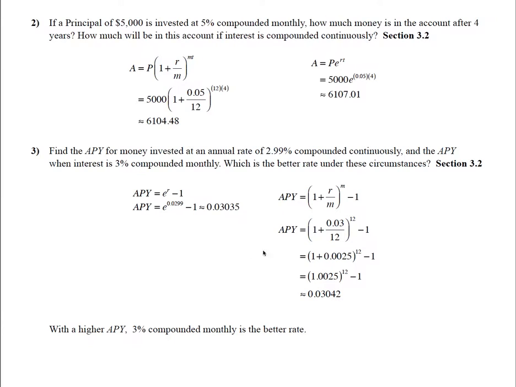And so they would both be 0.0304, and you wouldn't know which one is better, which one is more, which one is less. So carrying it that one extra place tells us that this is the better rate. So with the higher APY, 3% compounded monthly is the better rate. Yes, that's the better rate, because there's a 4 here, not a 3. Okay.